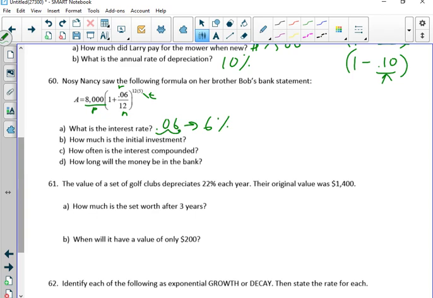How much is the initial investment? We said that, $8,000. How often is it compounded? That's n. 12 times, also known as monthly. How long will it be in the bank? That's time, 5 years.